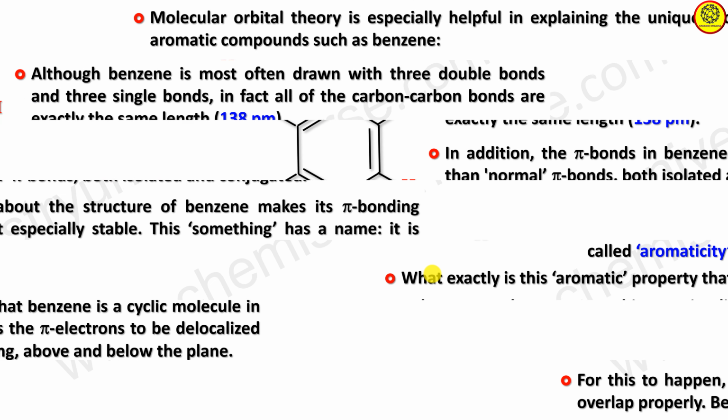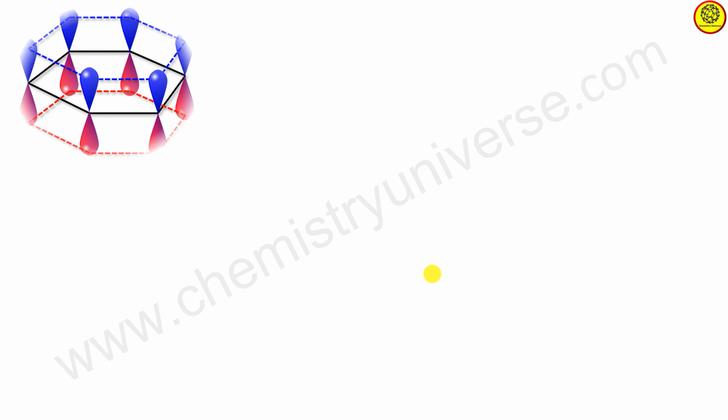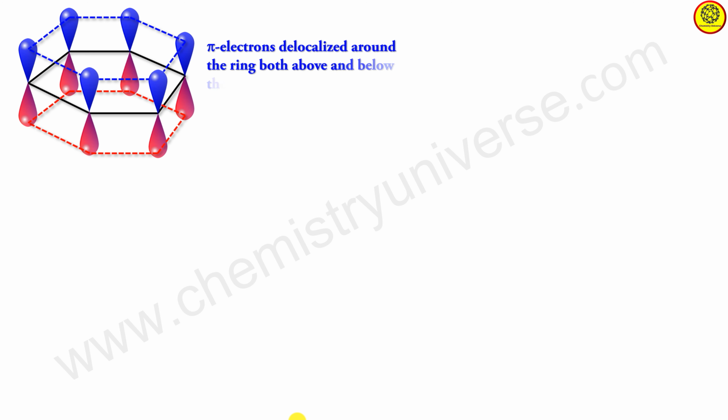So, if I were to give you an image of benzene, this is how it looks like. Remember, the plus and the minus are exhibited by the blue and the red. You can take anything to be the plus and anything to be the minus. And remember, these are wave functions. The minus doesn't mean anything special, or the plus doesn't mean anything special. Above the axis, below the axis, that's all. And the pi electrons are delocalized around the ring, both above and below the plane.